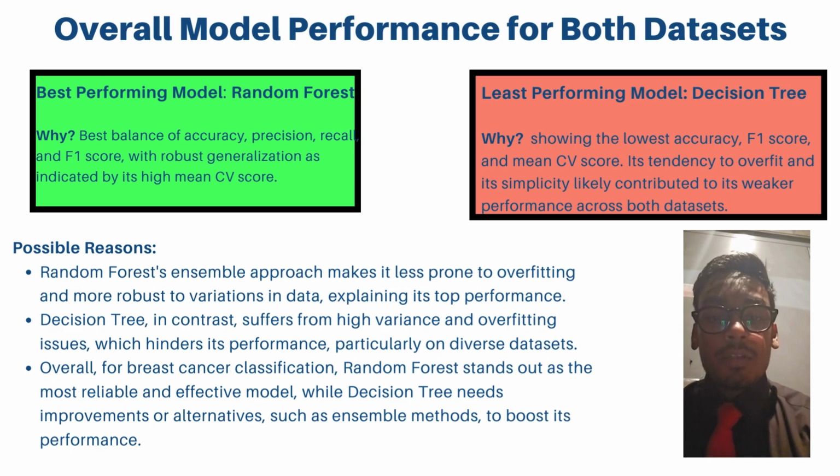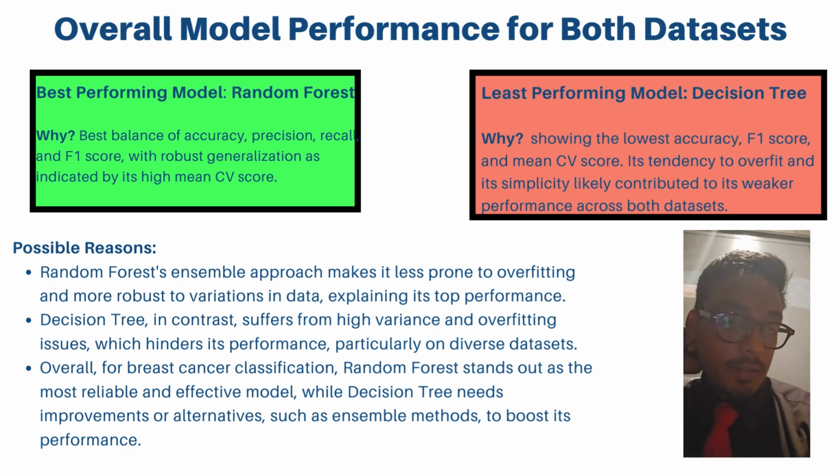The least performing model is the decision tree. Why? Showing the lowest accuracy, F1 score, and mean CV score, its tendency to overfit and its simplicity likely contributed to its weaker performance across both datasets.